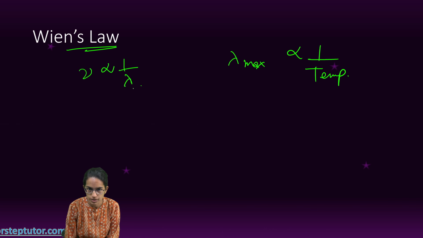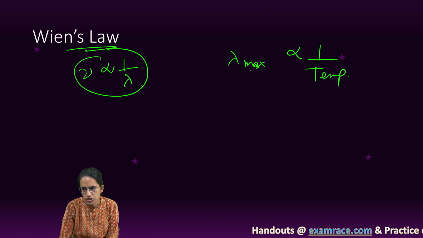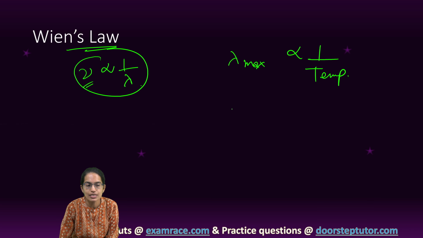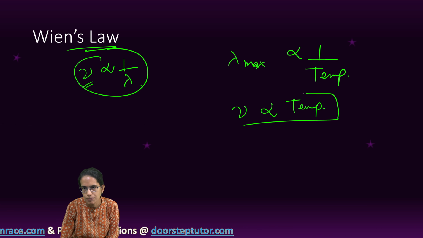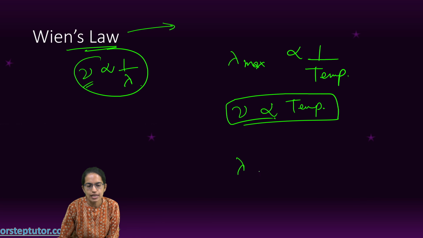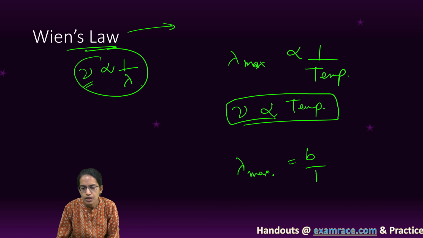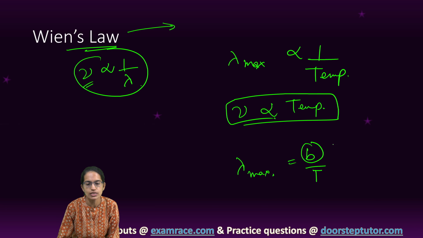Now, since frequency works inverse with wavelength and the peak of emission wavelength is inverse with temperature, therefore I can say frequency works directly with temperature. That's a simple way that I can prove it. So under Wien's law, I can say the maximum of the peak of emission wavelength would be equal to B by T, where B is the Wien's displacement constant.